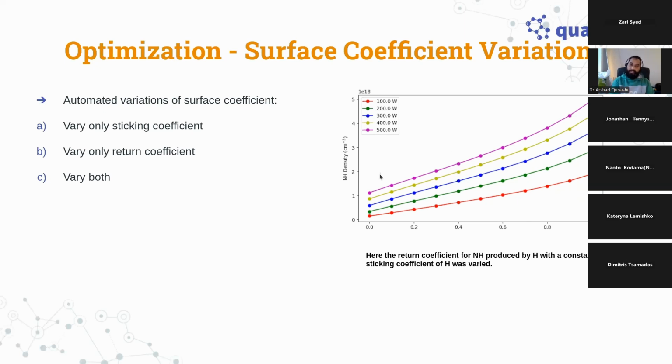The figure on the right shows the NH density at different power levels. To get these figures, we kept the sticking coefficient constant, and the return coefficient was variable. So this was for NH produced by H at the surface.